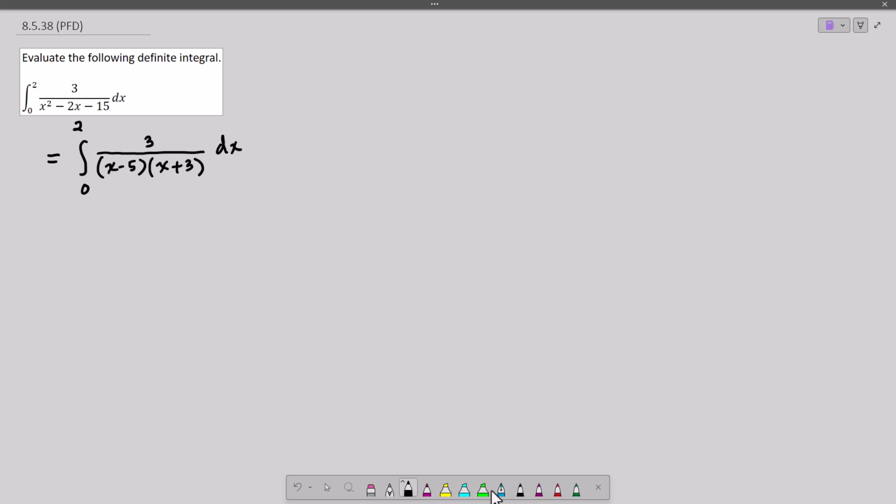So the first thing we are going to do is set up our form. We're going to take the integrand, and we've got these two linear factors in the denominator. So we want to rewrite the integrand as a constant over each of those linear factors. So what we need to do is solve for a and b.